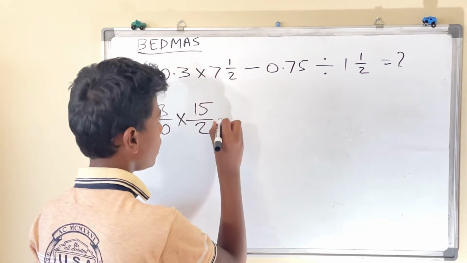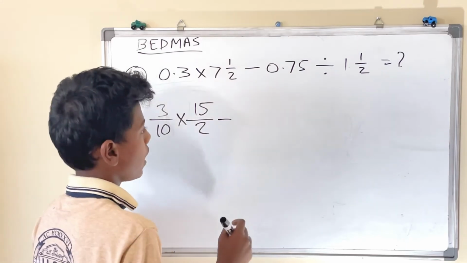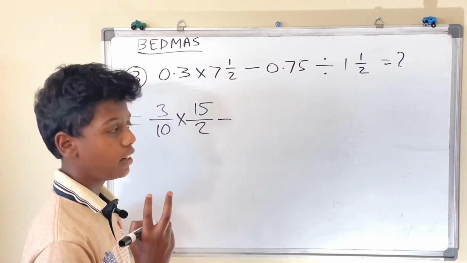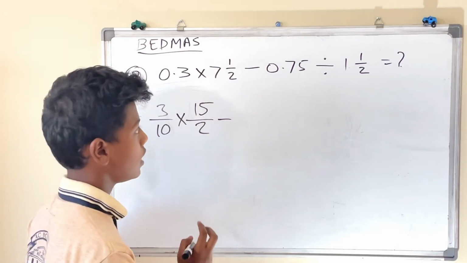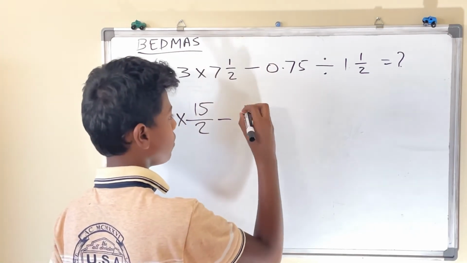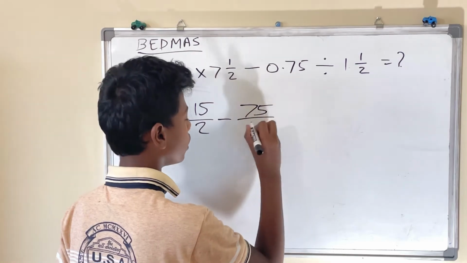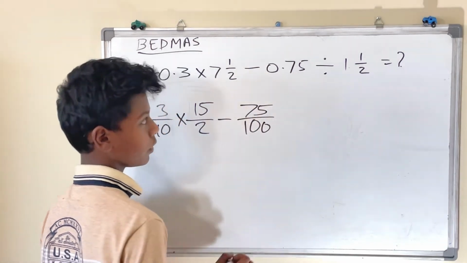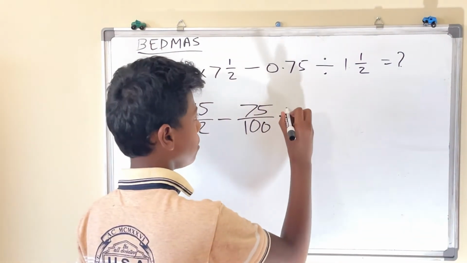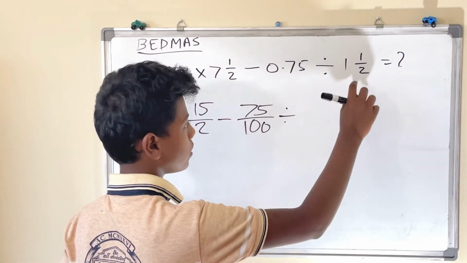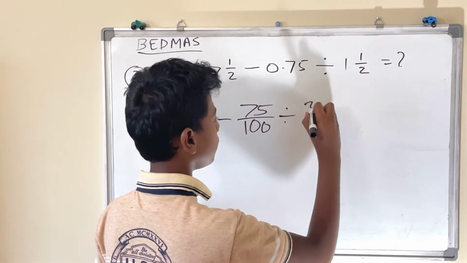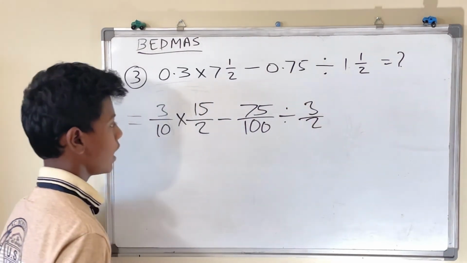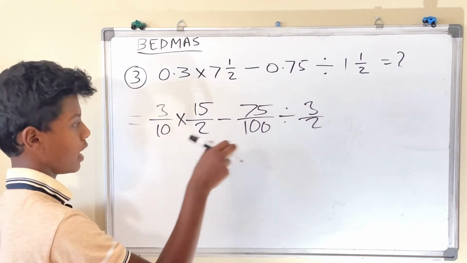And then minus, so 0.75. There's 2 numbers after our decimal. So that means 2 zeros after our 1 in our denominator. So 75 over 100. So then divided by, so 1 and 1/2. 2 times 1 is 2. And 2 plus 1 is 3. So 3 over 2. And then we can multiply and divide.